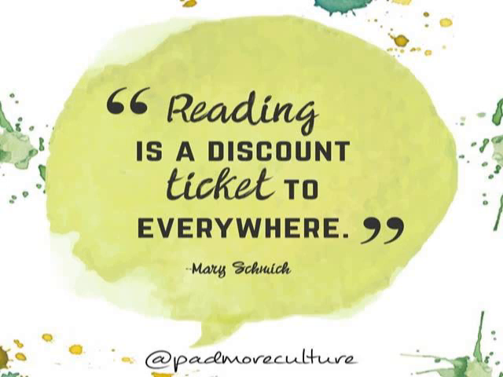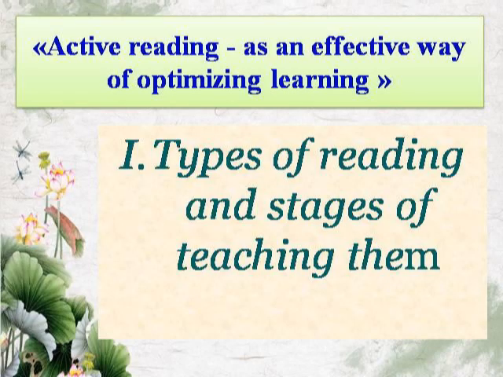Today our theme is "Reading is a discount ticket to everywhere." Active reading is an effective way of optimizing learning. The first is types of reading and stages of teaching them.